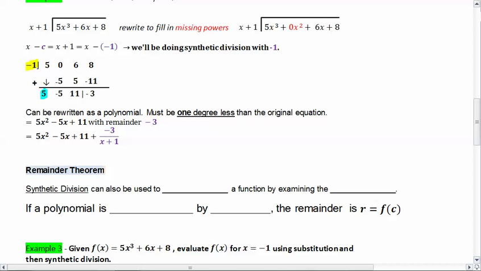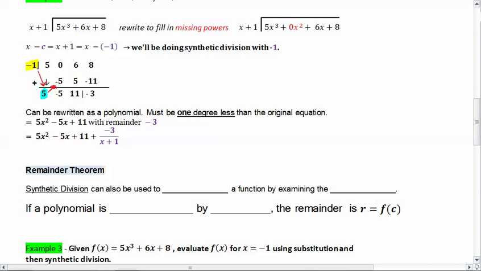The next step, and this is really important, is you're going to multiply that c by this first term. So you're going to say -1 times 5, and then you're going to write whatever this result is underneath your second term. So we have 5, 0, 6, 8 on the top, and then another line under that. I'm sorry, there's 3 lines because you brought that 5 all the way down. So we have -5 as our result of 5 times -1.